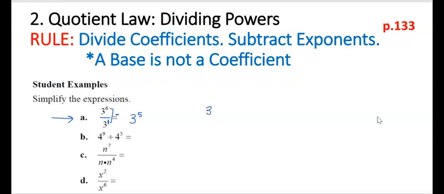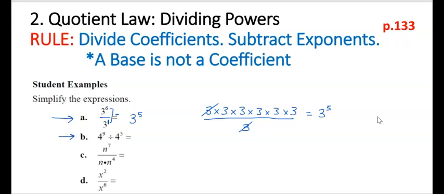Just to show you in expanded form, 3 to the power of 6 is 3 multiplied by itself 6 times, over 3 to the power of 1. If we cancel these out, what are we left with? We're left with 3 to the power of 5. So that's what we're doing using the quotient law in a shortcut method.